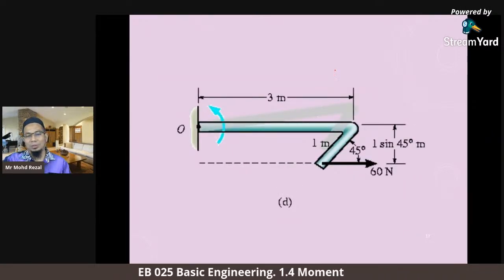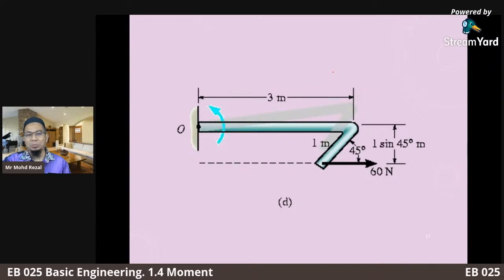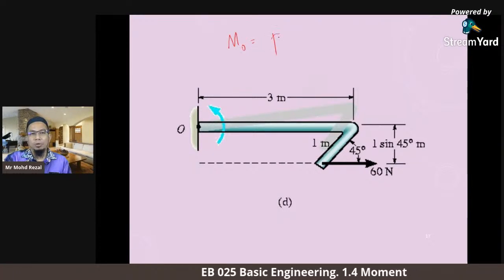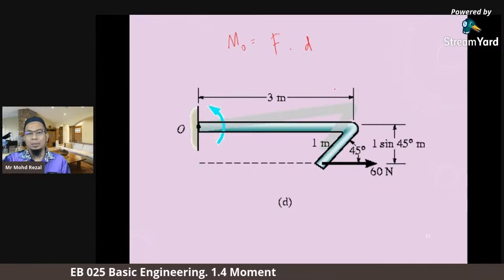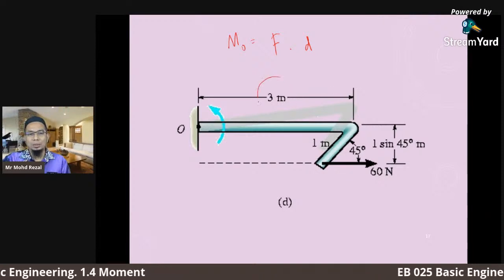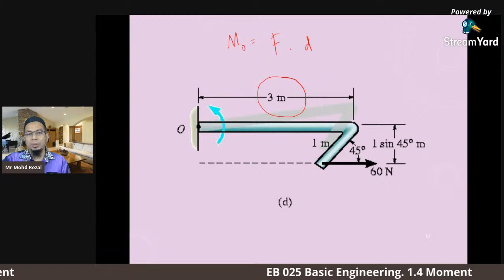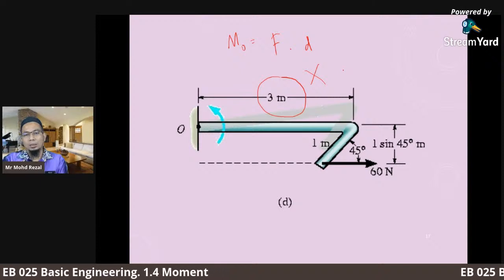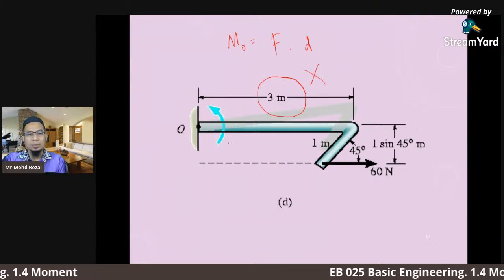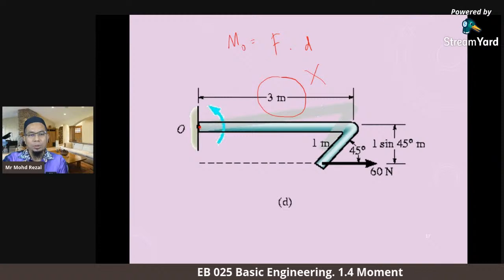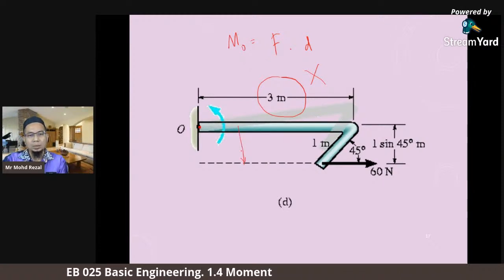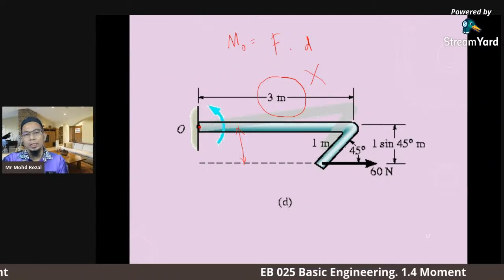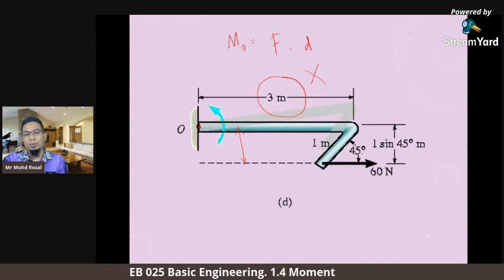It's more complicated, but don't worry. We just assume moment is force multiplied by perpendicular distance. Okay, so is it 3 meter perpendicular distance? Absolutely not a perpendicular distance. So perpendicular distance is here. When we refer to the point O, the perpendicular distance is here. So perpendicular distance here is 1 meter, and then the angle is 45 degree.